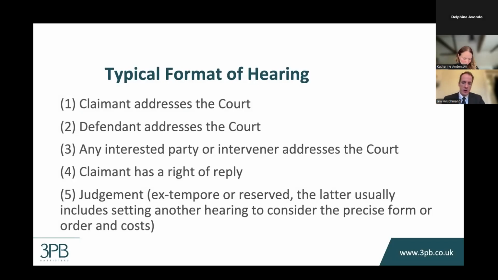Sometimes you will get judgment on the day, but it's not unusual for judgment to be reserved and to follow weeks or sometimes months later. There's usually another date set for the hand down of judgment.